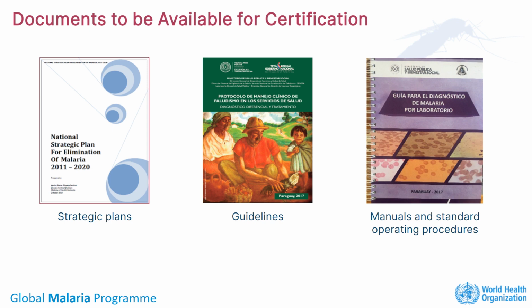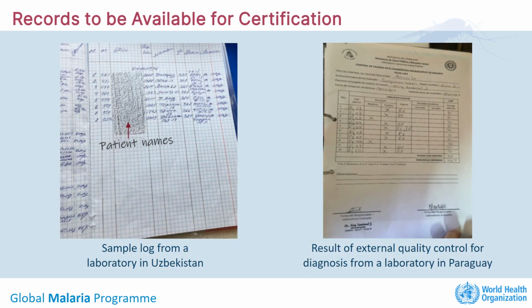The current versions of these plans, guidelines, and manuals should be available to everyone who plays a role in these strategies or activities. In other words, copies should be found with staff or offices at all levels. Documents must be updated regularly when there is a change in strategy or plans or improvements to guidelines or procedures. Here are some examples of laboratory logbooks and documents on external quality control from two countries recently certified.